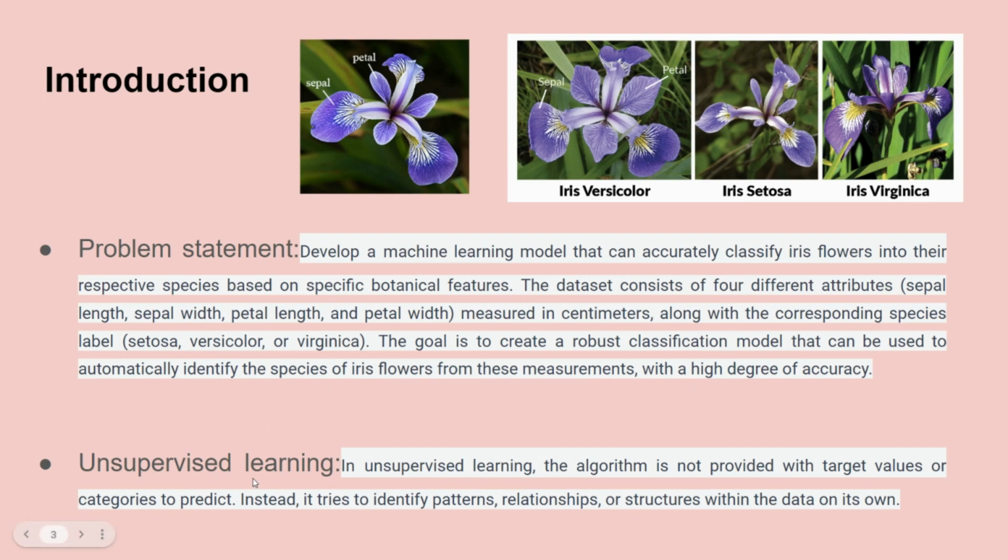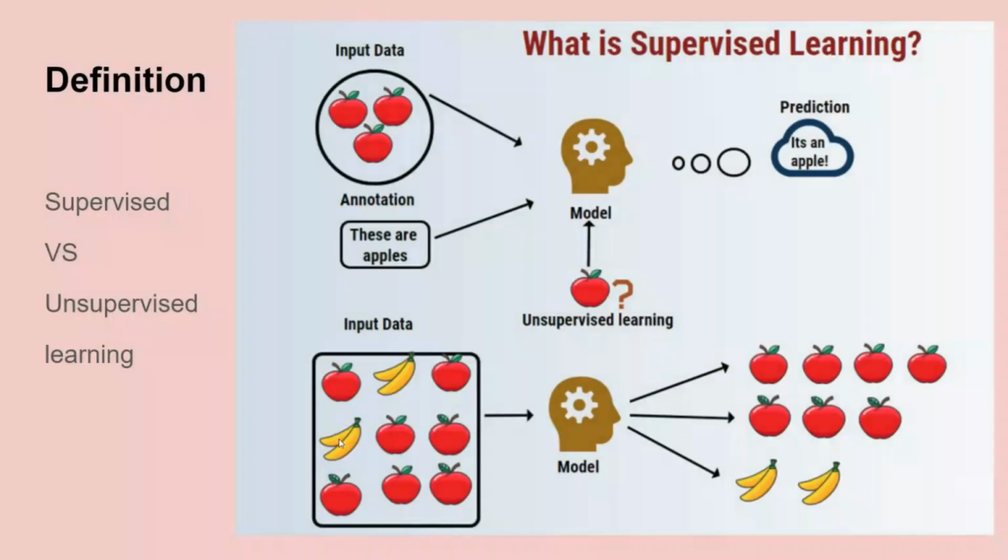Supervised and unsupervised machine learning. Unsupervised machine learning: in this, the algorithm is not provided with any target values or categories to predict. Instead, it tries to identify the patterns, relationships, or structures within the data on its own. So, the definition of supervised and unsupervised machine learning. What is supervised machine learning?